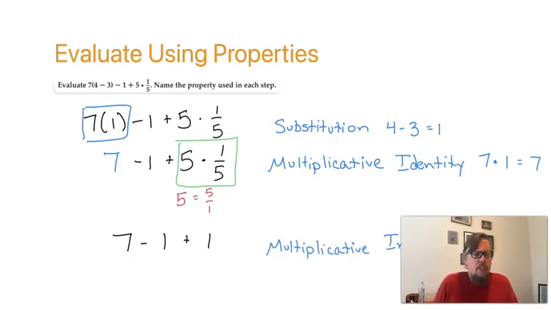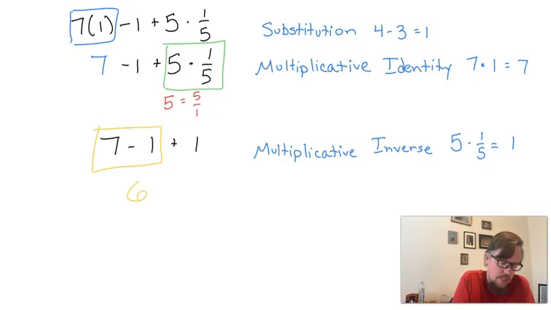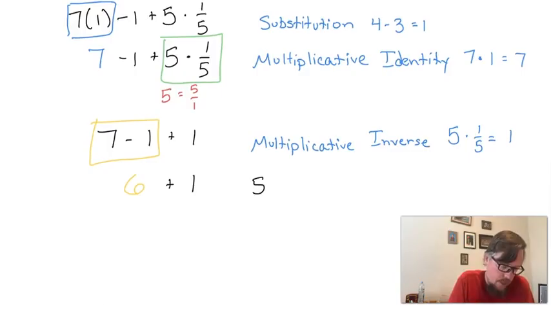Okay, the only two operations left here are subtraction and addition. So moving from left to right, like our order of operations says to do, we're going to do the subtraction first. 7 minus 1 is 6. So we have 6 plus 1. We replaced the 7 minus 1 with 6 because 7 minus 1 and 6 are equal. So again, we are using substitution. Because 7 minus 1 is 6.